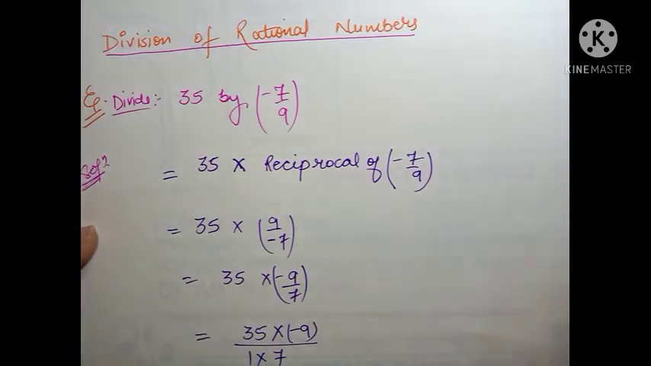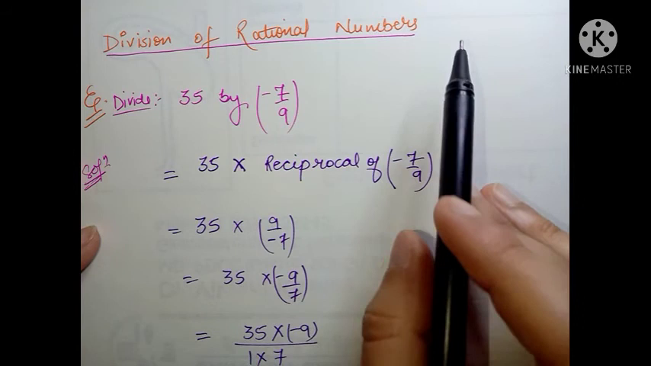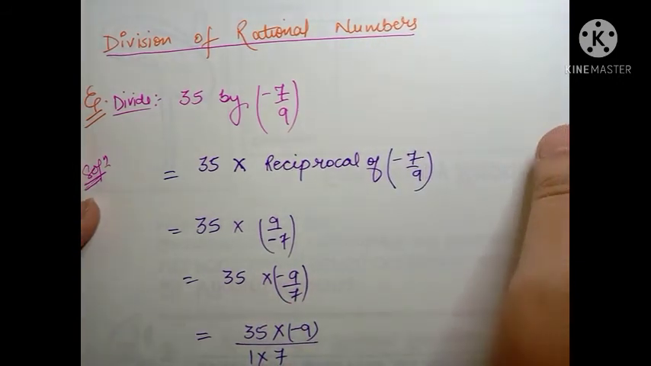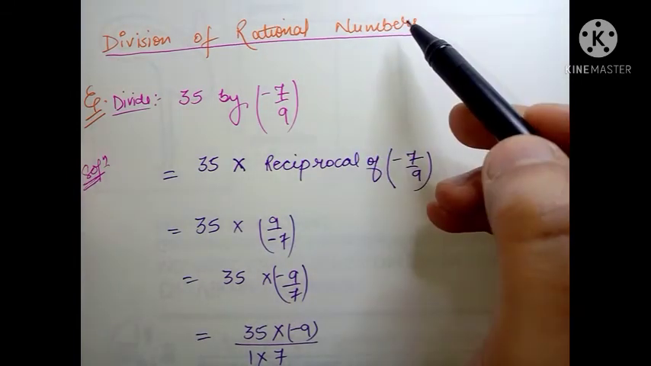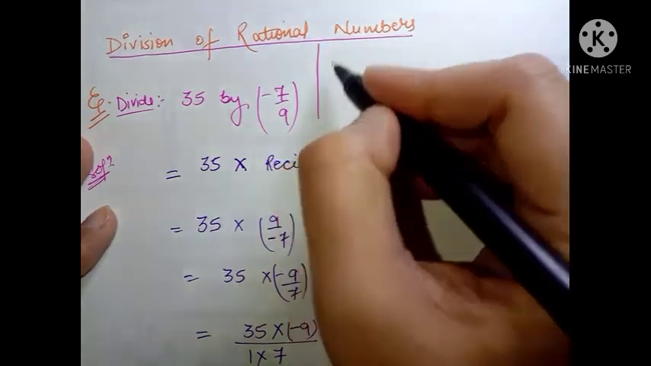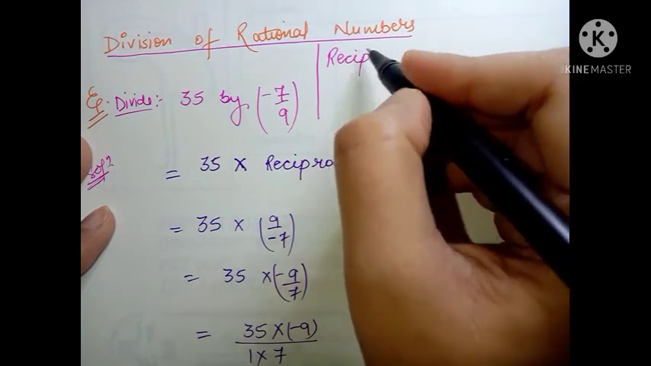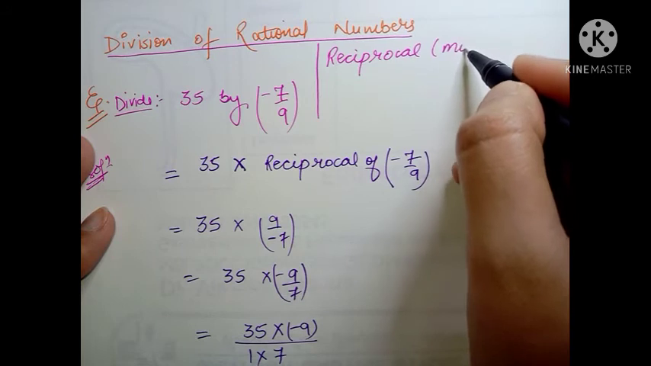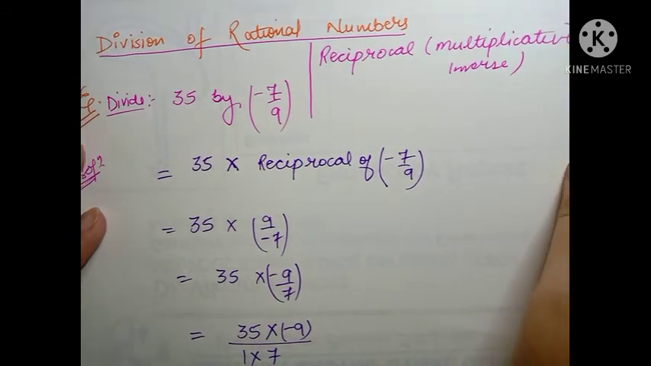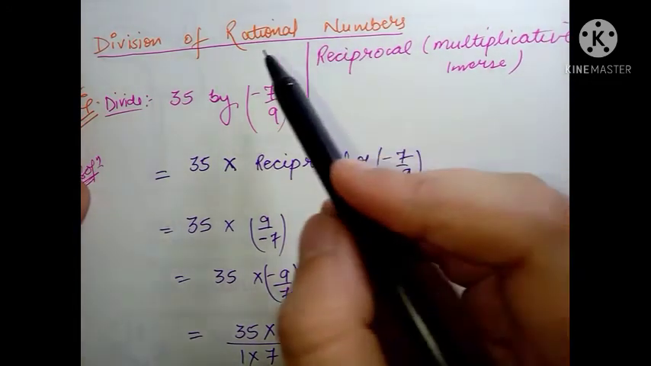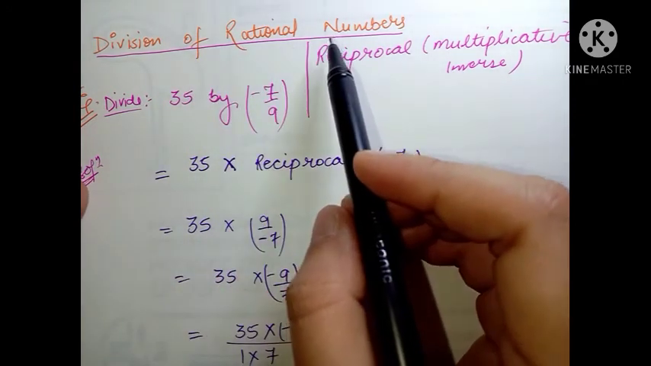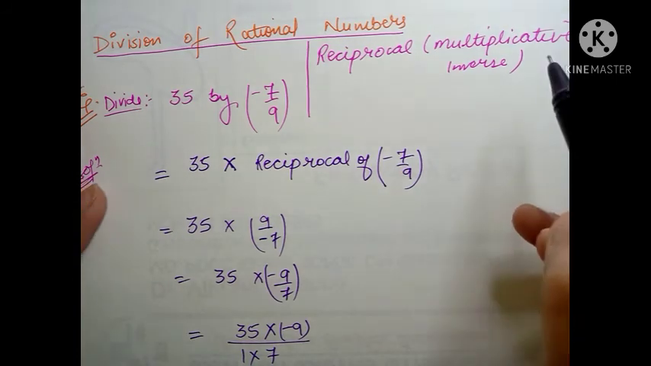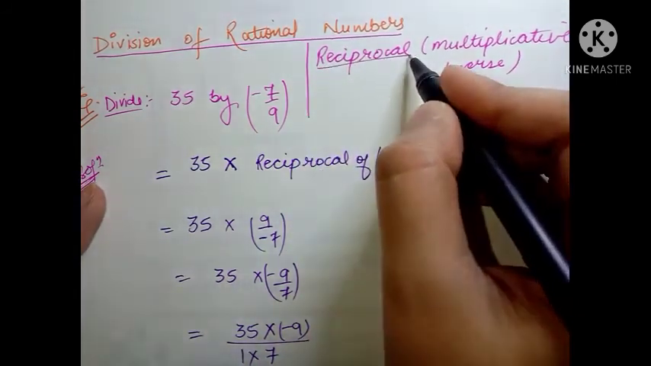Now this is our last topic, division of rational numbers. How do we divide two different rational numbers? Before going on to how to divide two rational numbers, it's very important to know what this term reciprocal, or multiplicative inverse, is. One can never understand the division of rational numbers until he knows this. It is very simple.